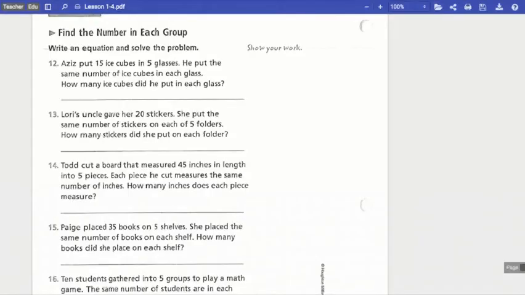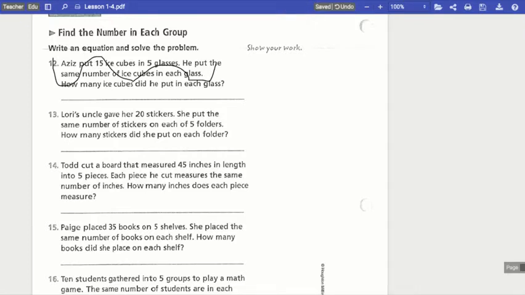of lesson 1-4. We are going to find the number in each group, and this is going to help us come up with our division equations and solving these story problems. So the first one we're going to do the odd numbers only. So we'll cross out number 12 here and start with number 13.